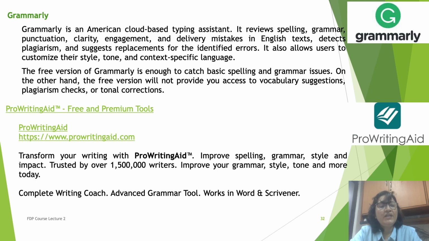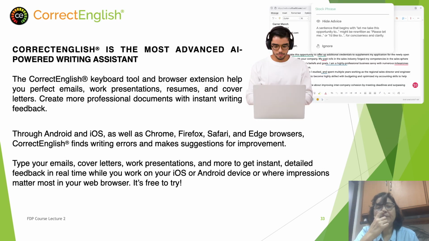Now Pro Writing Aid transforms your writing, improves spelling, grammar, style, and impact, and it is used by most of the writers. It improves your grammar and tone, and a complete writing coach is available, an advanced grammar tool, in Word and Scrivener. I mean, mostly the authors, like the book writers, are using Pro Writing Aid. So this is also available. A free version is available with limited applications, and premium tools are available. Okay. Next one is Correct English.